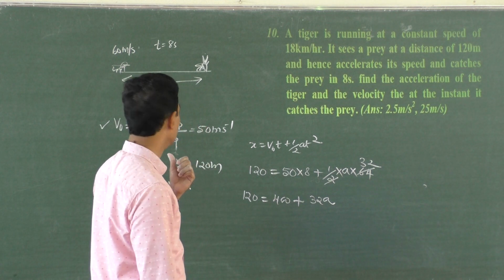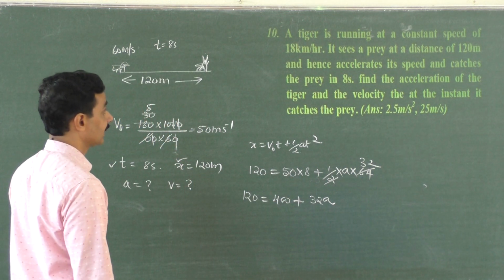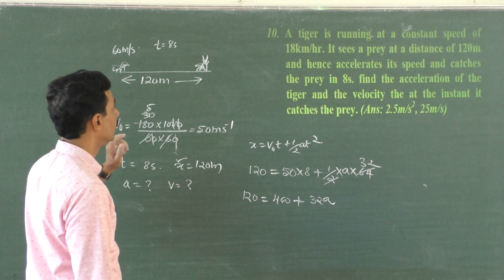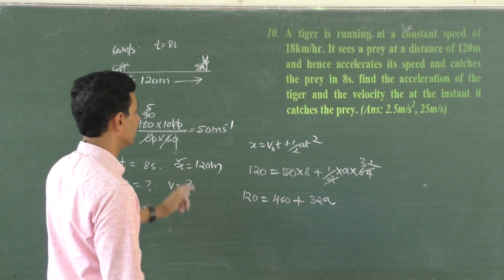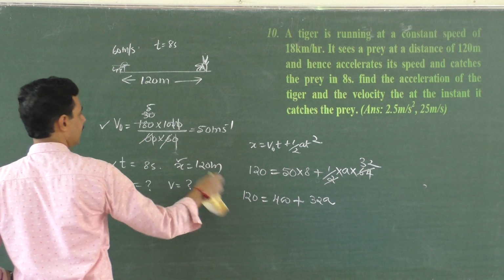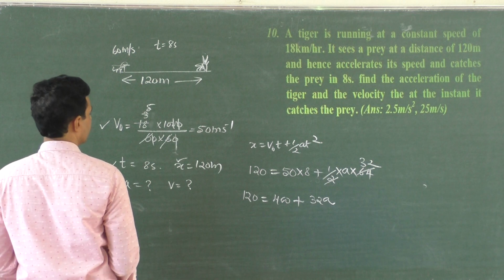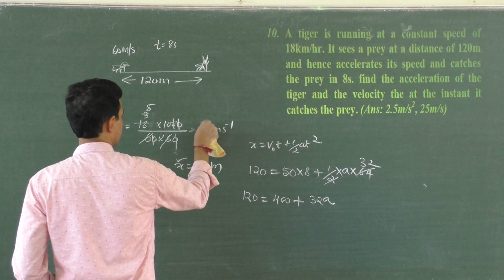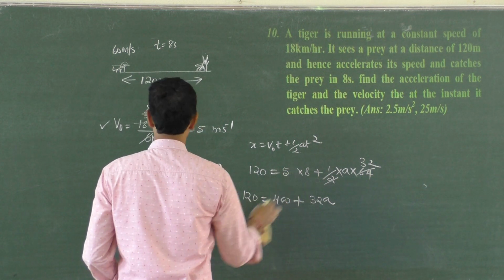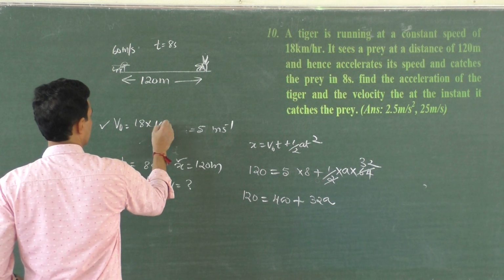x is 120. v naught t. v naught is 50 meters. Oh, 8 seconds correct. Are the units all the same? 18 km/h. Oh, it is not 180 km/h. Here I have gone wrong. It is 18 km/h. So negative comes. 18 km/h means I should cut one 0, that should become 5 meters per second. Am I right? It should be one 0 less, right? 18 km/h means 5 meters per second.